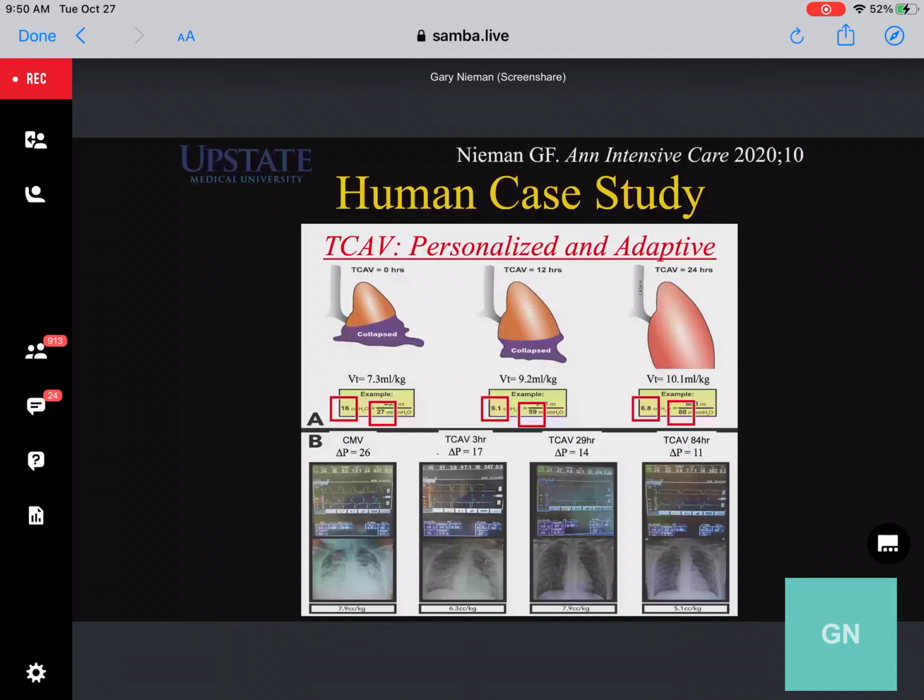A second brain dead lung donor on conventional ventilation had a driving pressure of 26. You can see that the X-ray is greatly whited out, a very, very sick lung. 3 hours on TCAV, the lung is starting to recruit, driving pressure starting to drop. 29 hours, lungs further recruited, driving pressure is down further. 84 hours, lung is totally open, and a driving pressure of 11. So again, this is actual data on brain dead lung donors on how the TCAV method is personalized and adaptive to changes in lung physiology.